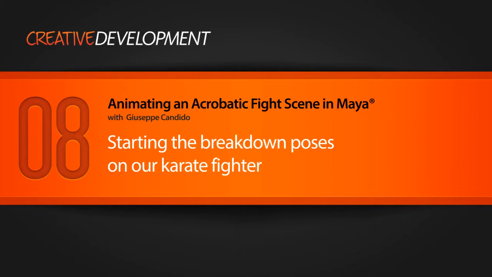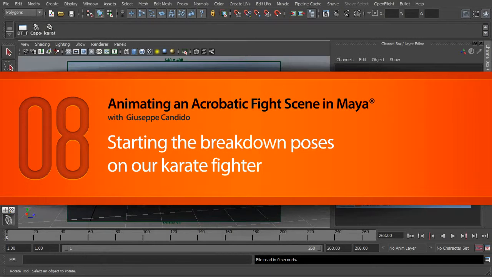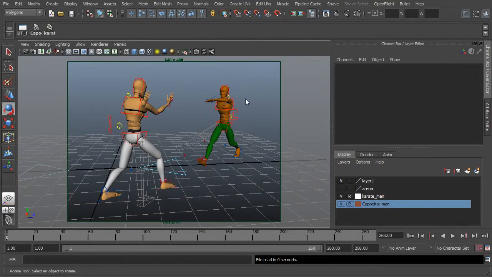In this video, we're going to start to break down the poses for our Karate Fighter. Okay, so here we are back into Maya, and this is a shot that we patiently created, and this is just the first blocking pass. Obviously, we won't need the storyboard at the moment because we just used it for our first step. From now on, we need the video reference, which is going to be our best friend.